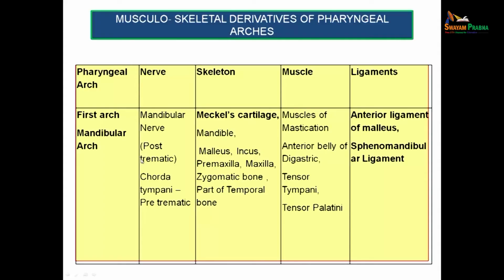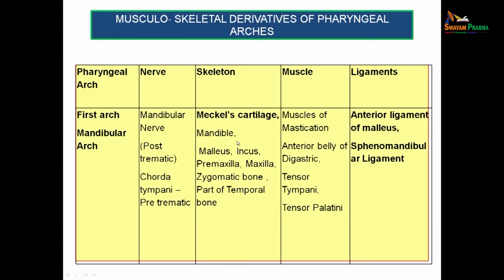So which is the nerve of the arch? The nerve of the arch is known as the mandibular nerve, and this mandibular nerve is a post-trematic nerve. We will come to the details of post-trematic and pre-trematic later. For the time being, the nerve of the arch is the mandibular nerve, and it is a post-trematic nerve. Only for the first arch you have an additional nerve that is called the pre-trematic nerve. So in human beings usually you won't get any pre-trematic nerve, but there is an exception for the first arch. So for the first arch you have a pre-trematic nerve, that is the chorda tympani nerve, a branch of facial nerve.